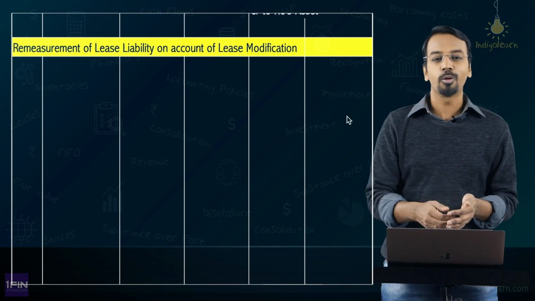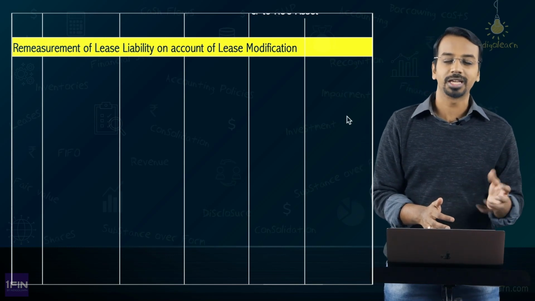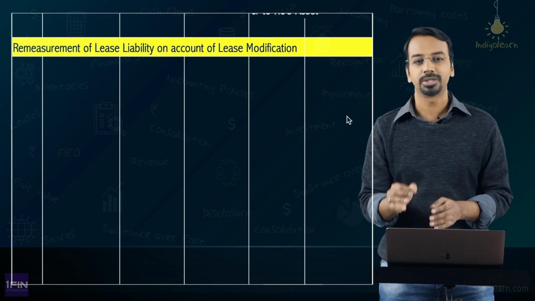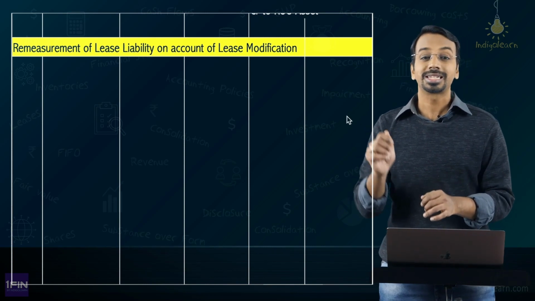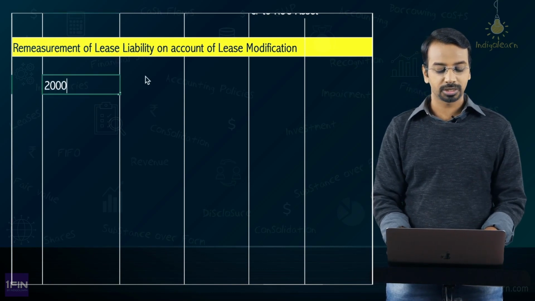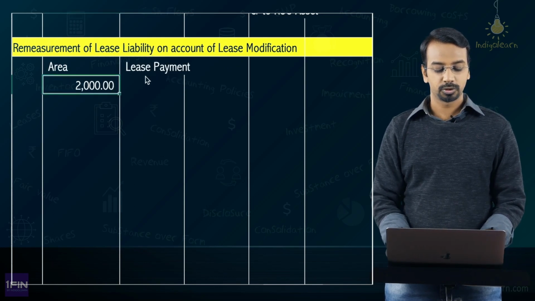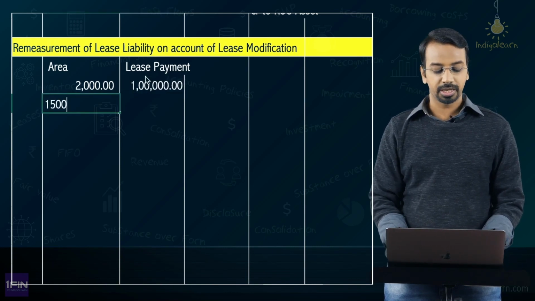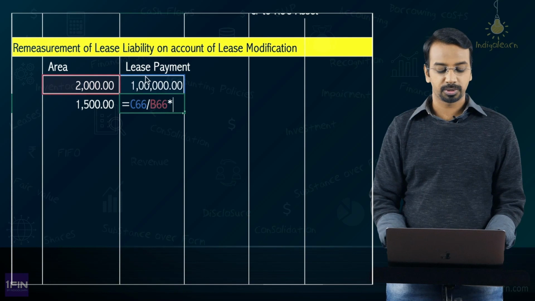Now is that increase in scope to be accounted as a separate lease component, or does it have to be accounted as a modification of the existing lease arrangement? For an increase in scope to be accounted for as a separate lease component, you must ensure that the increased lease consideration is commensurate with the standalone price of the increased scope. Here, the lease rental for 2000 SFT, this was the area, and the lease payment is 1 lakh. So for the additional 1,500, how much should the lease payment be? It should be 1 lakh divided by 2000 multiplied by 1500.